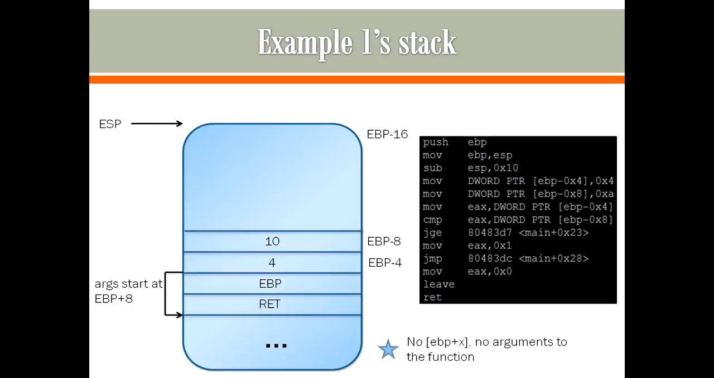ESP is pointing at the top of our stack frame. We have our 2 local variables at EBP minus 8 and EBP minus 4. We have our base pointer followed by the function's return address. That is, when the function is done, the program knows what address it should return to. Lastly, if our program had arguments, it would begin at an offset of EBP plus 8. Since our disassembly does not show an instruction involving the dereference of EBP plus an offset, the function is not using any of its arguments, if it has any.